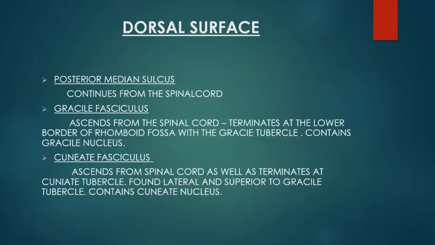It is continuous with the spinal cord, and the cuneate fasciculus ascends from the spinal cord as well and terminates at the cuneate tubercle, found lateral and superior to the gracile tubercle. The gracile tubercle contains the gracile nucleus, and the cuneate tubercle contains the cuneate nucleus.